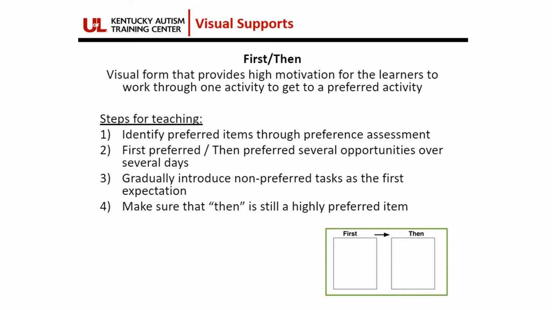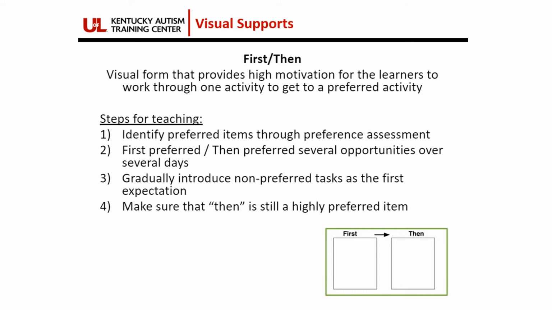First-then cards are another great option for visual supports. Sometimes these get utilized as schedules, but they're really meant to be a motivator. So first we're going to complete whatever this activity is, and then you get whatever the object or whatever the student is desiring. So we have to teach this, and this has step-by-step of how you would do this.